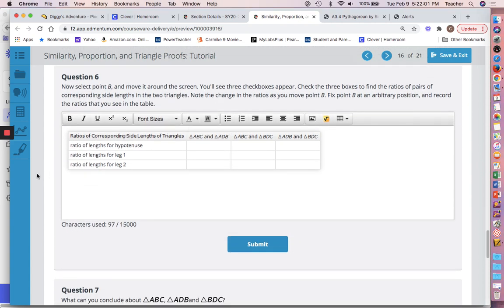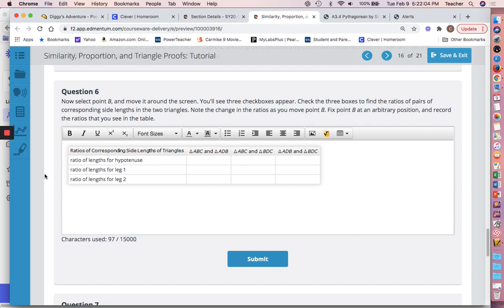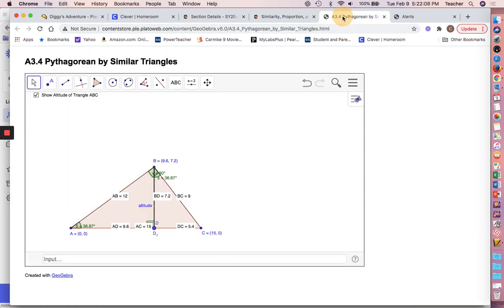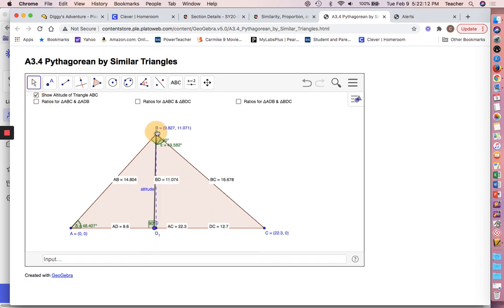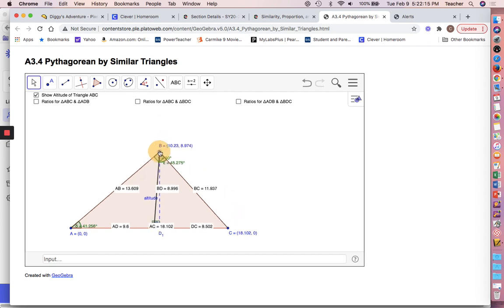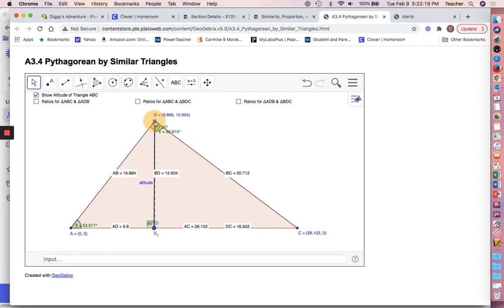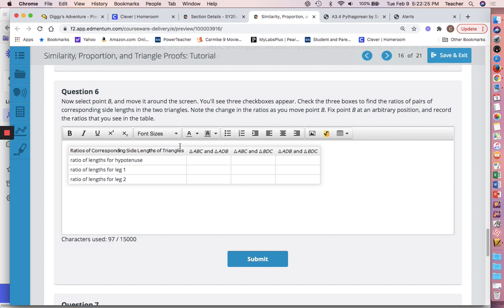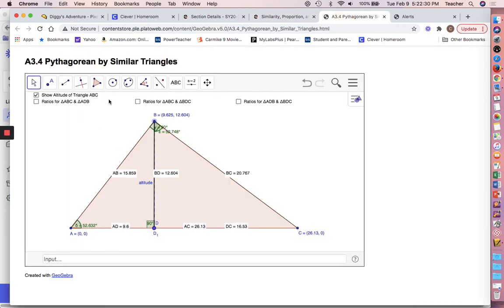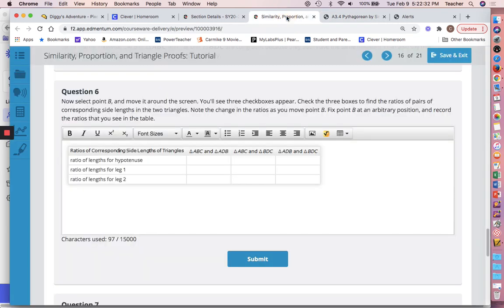Oh my goodness. Question 6. Okay, well, let's see. Now select point B and move it around the screen. Fun. Move B. Oh, C moves with it, and all my little stuff changes. Interesting. All right, I want to keep my altitude the altitude. You'll see 3 check boxes appear. Did I see 3 check boxes appear? Yes, they did.